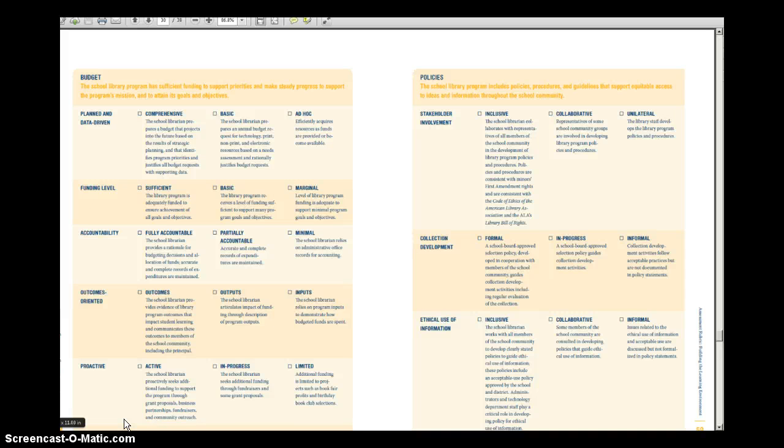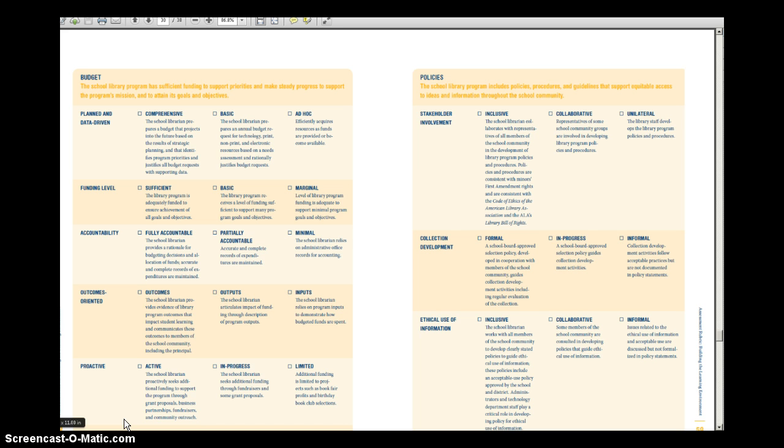Are we informal, where the issues that are related to ethical use of information and acceptable use are discussed but not formalized in policy statements? Are we collaborative, where some members of the school community are consulted to develop policies that guide ethical use of information? Or are we inclusive?